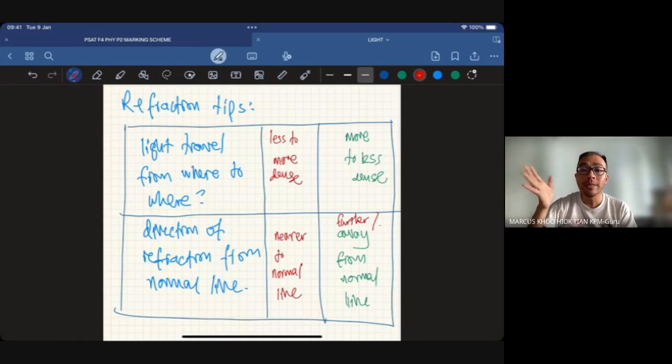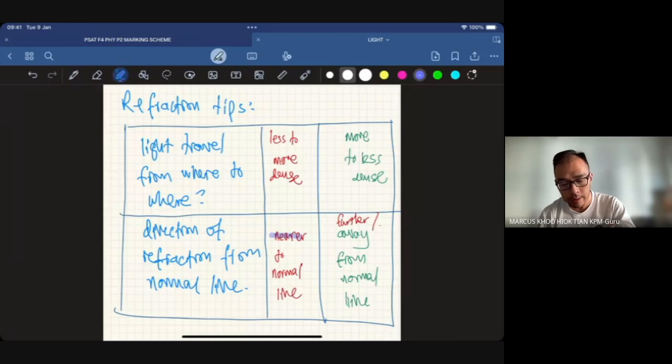Which means that for the angle, if it is nearer to the normal line, the angle must be small. If it is away from the normal line, the angle must be much bigger. So have this in mind, so that if the question asks you to explain, think of these 2 points. Where is it traveling to? And when it travels, what is the refraction direction: away or nearer to the normal line? This is the important key.